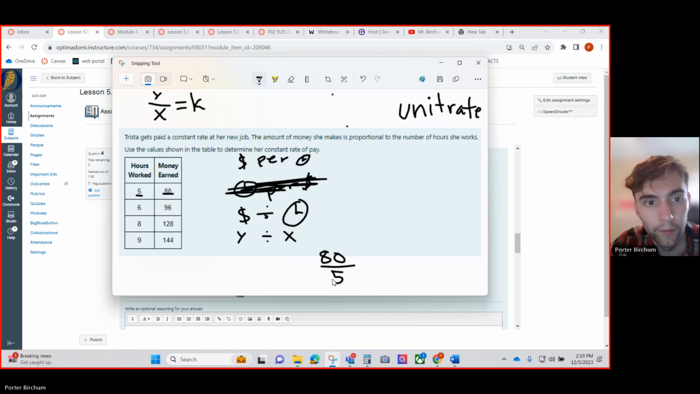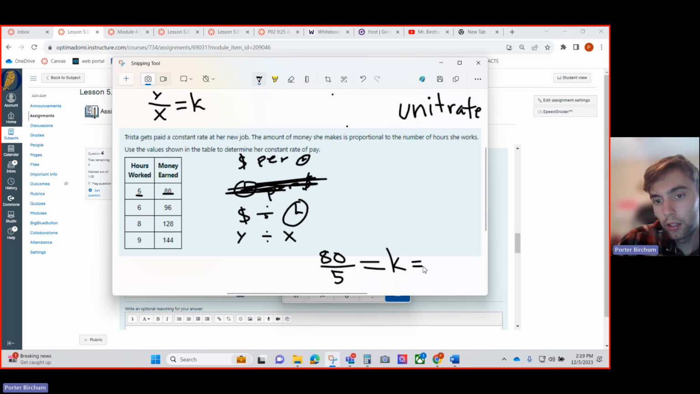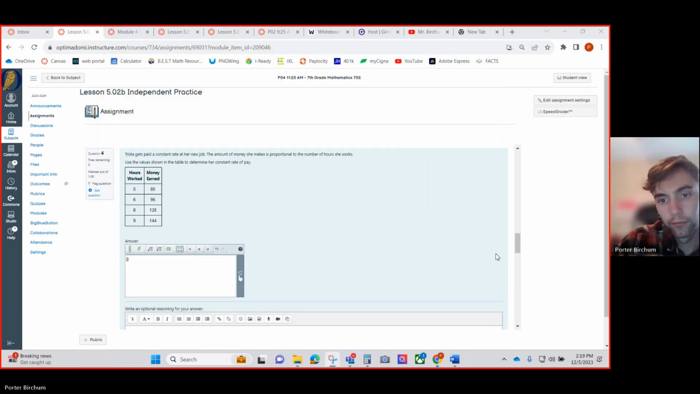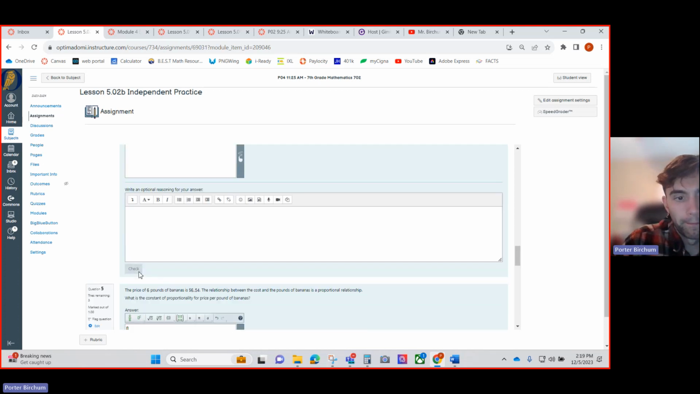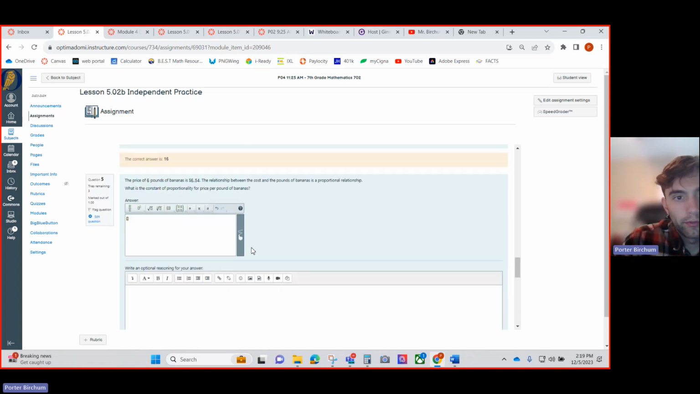If you earned $80 and worked 5 hours, how much money do you make per hour? Let's see, 80 divided by 5. Oh, $16 an hour. Do not put the dollar sign in your answer, just type the number. Nice. Question 5.